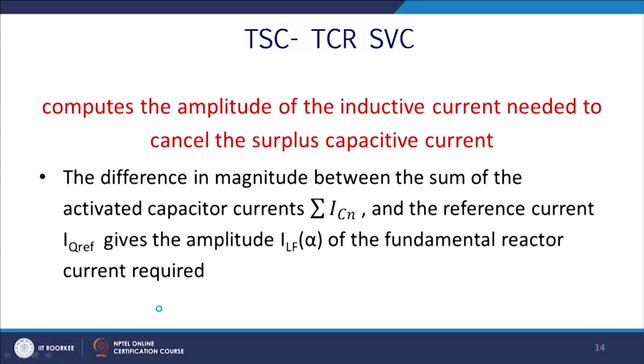Then compute the amplitude of the inductive current needed to cancel the surplus reactive current. You find it out, actually ICN. From ICN you will compute the current required, that will be IQ ref, and thus from subtraction you get the inductive current of the TCR, that is ILF alpha. So, you require to compute alpha from ILF.